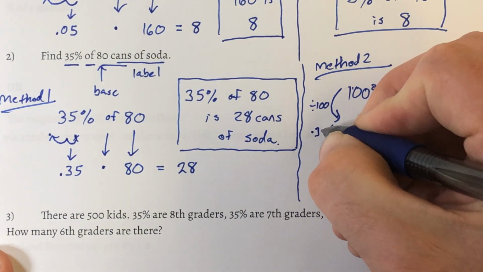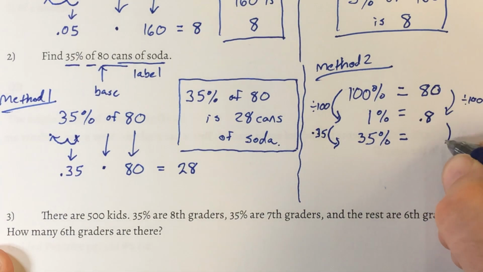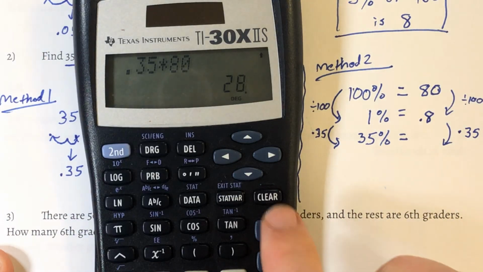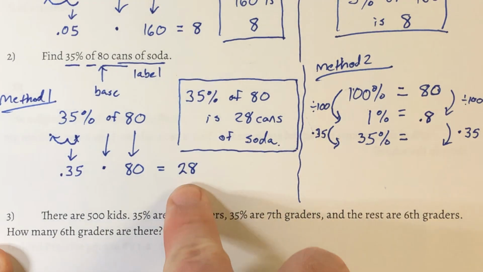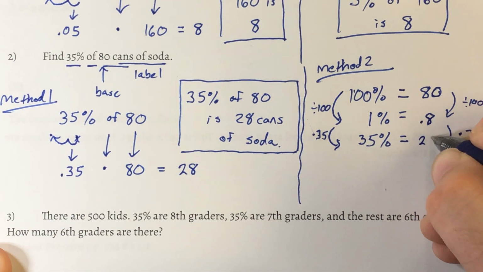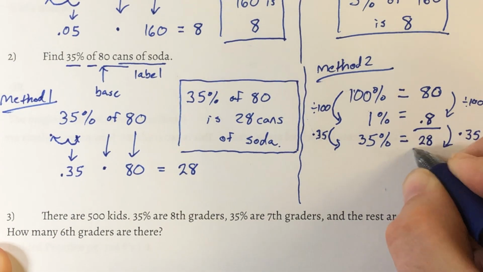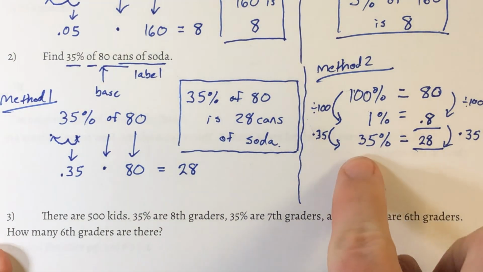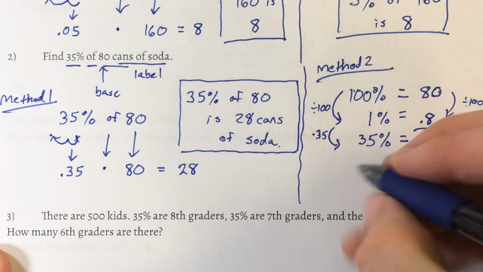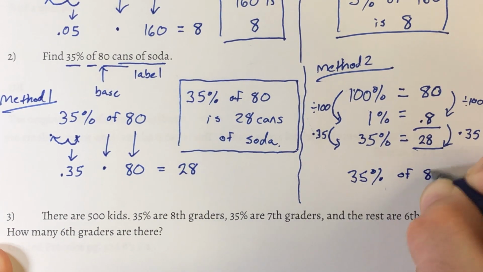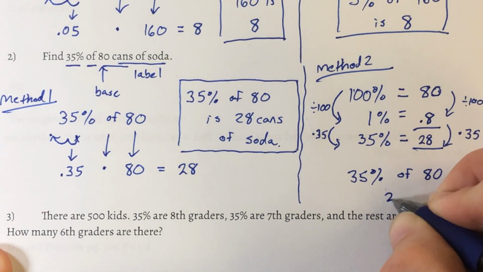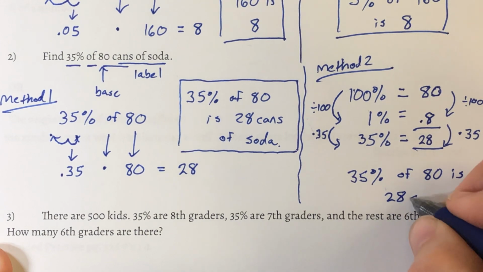All right, now how do you go from 1 to 35%? Multiply by 35. So take 0.8 times 35. We get 28. Of course, we already knew that because we've already done this problem. So what is 35%? It's equal to 28. So 35% of 80 is 28. 28 what? Cans of soda.